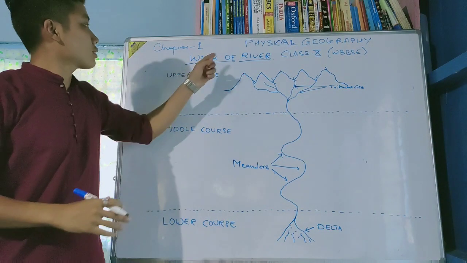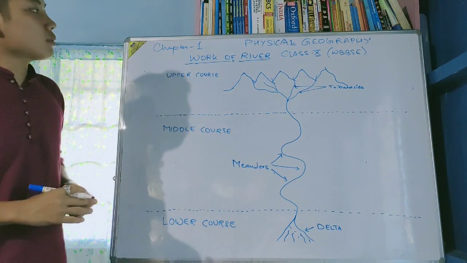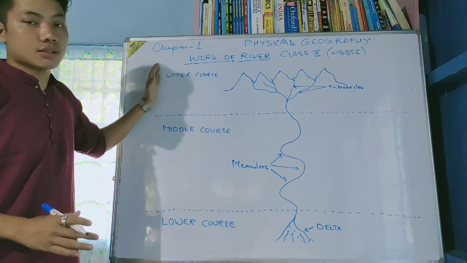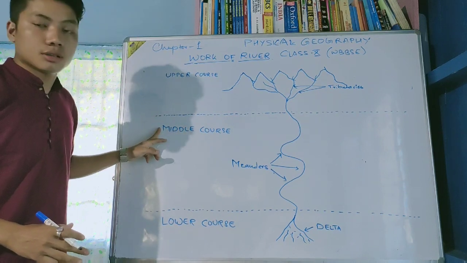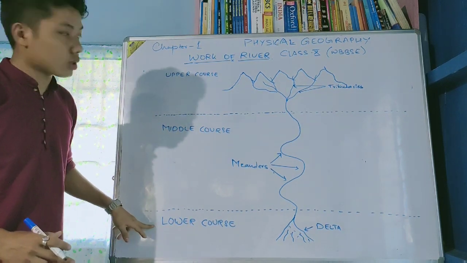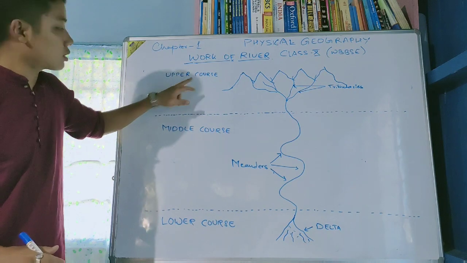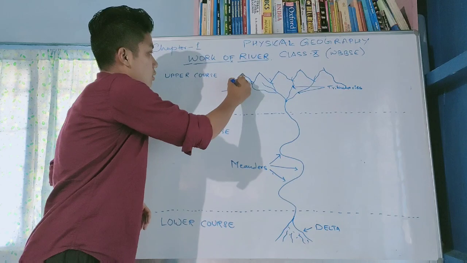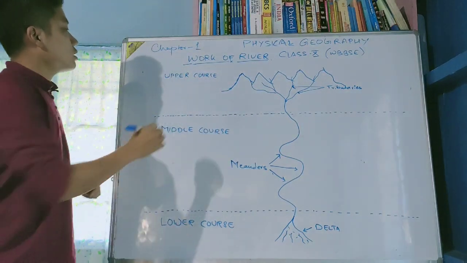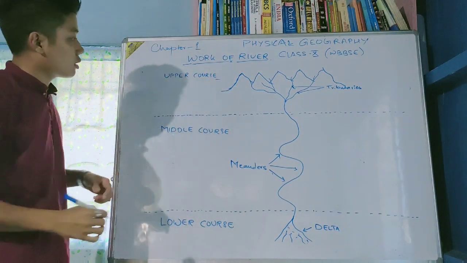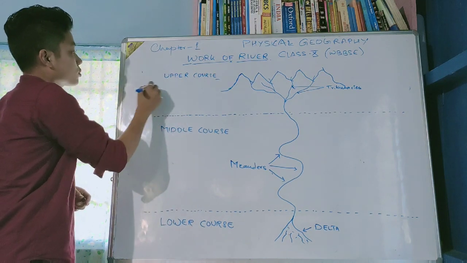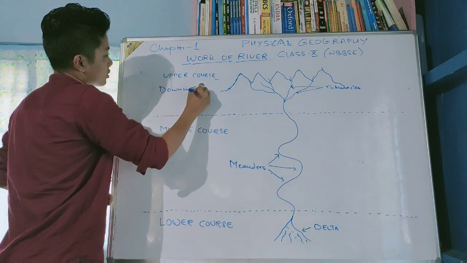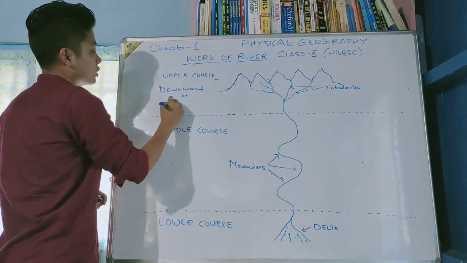Next topic, that is work of river. River work basically happens in three stages. Number one is the upper stage or upper course, the next one is the middle course, and the last one is the lower course, or we can say youth stage, mature stage, and old stage. In the upper course of the river, erosion is most prominent. That means downward erosion, downward or vertical.